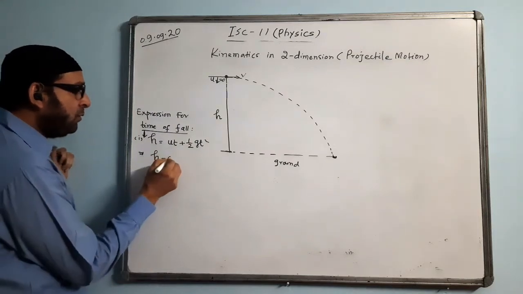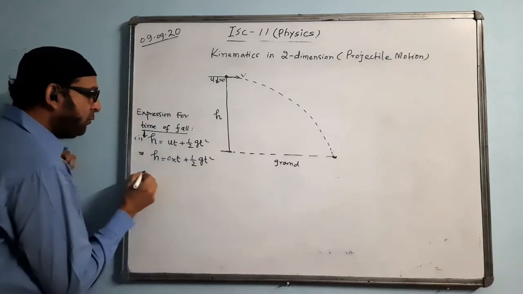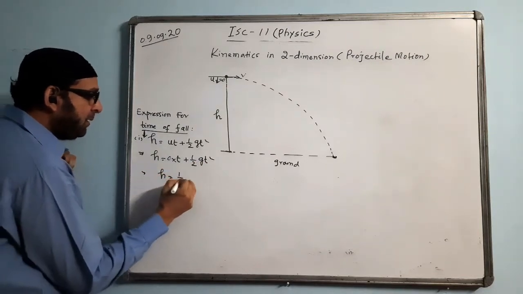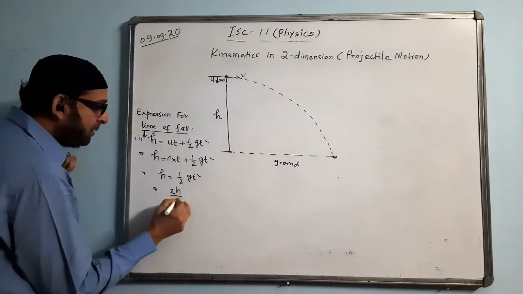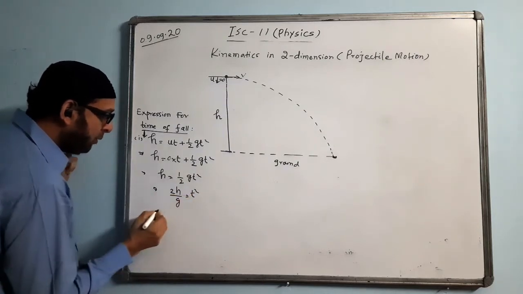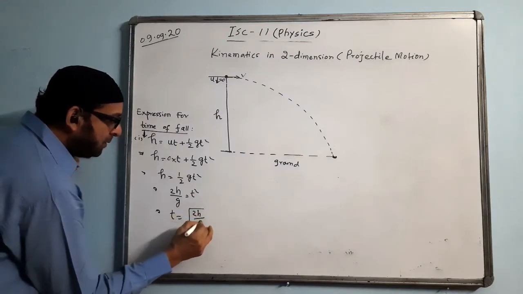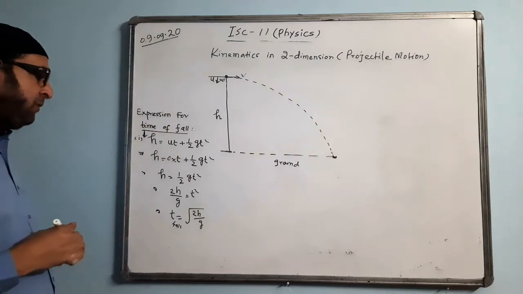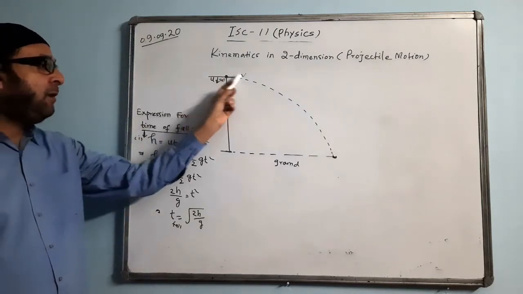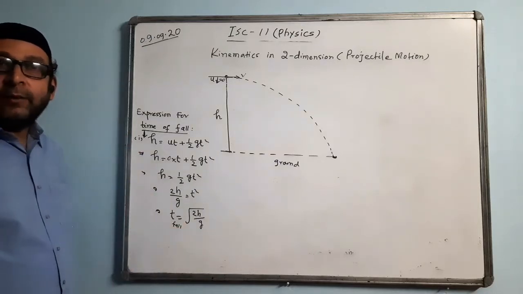So here we will have h equal to 0 into t plus half gt square. So h is half gt square. So 2h by g is the value of t square. Therefore the value of t will be root of 2h by g. This t is the time of fall, the time of reaching the ground, the time of falling this height h downward. So this becomes a formula.